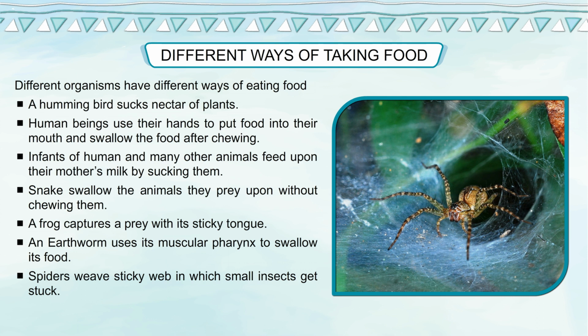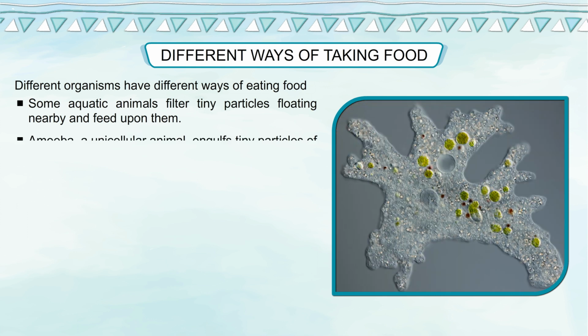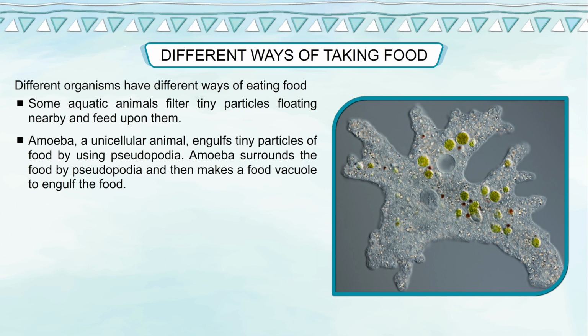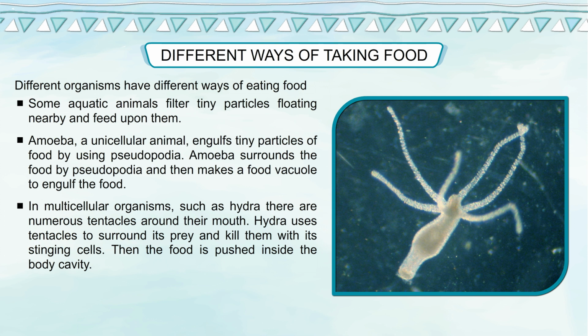Spiders weave sticky web in which small insects get stuck. Some aquatic animals filter tiny particles floating nearby and feed upon them. Amoeba, a unicellular animal, engulfs tiny particles of food by using pseudopodia. Amoeba surrounds the food by pseudopodia and then makes a food vacuole to engulf the food. In multicellular organisms such as Hydra, there are numerous tentacles around their mouth. Hydra uses tentacles to surround its prey and kill them with its stinging cells. Then the food is pushed inside the body cavity.